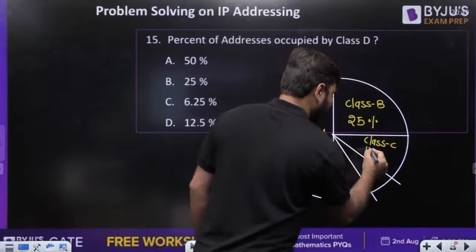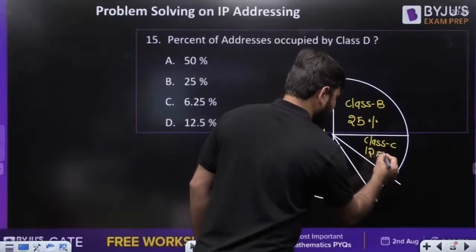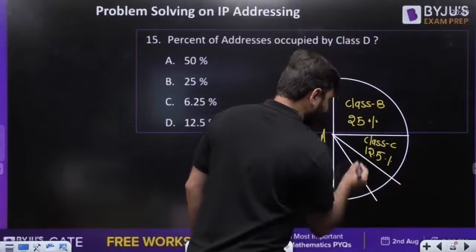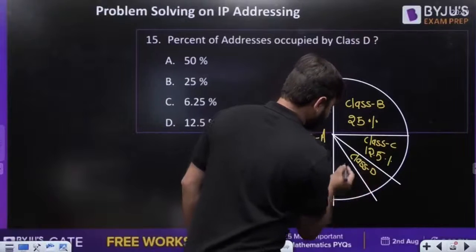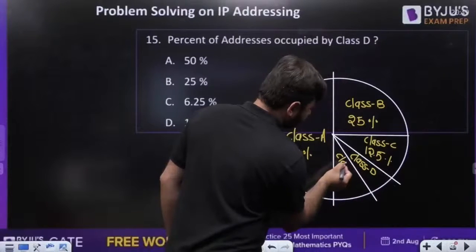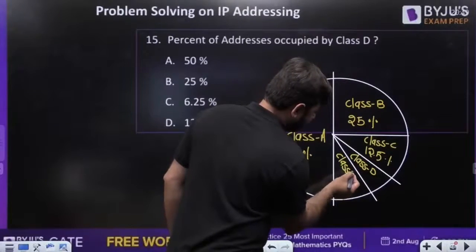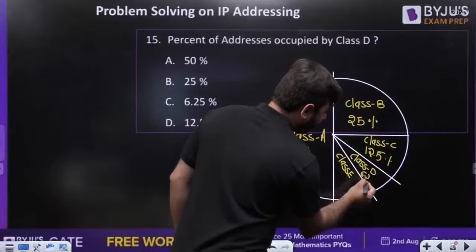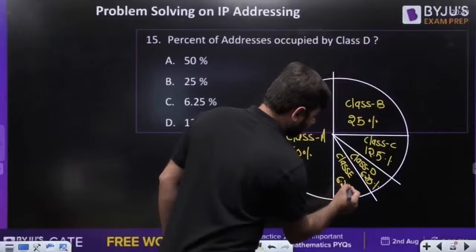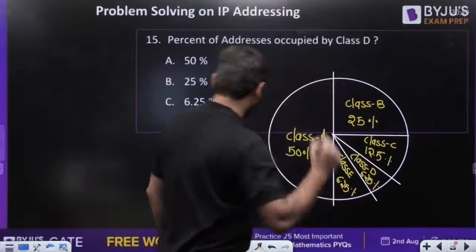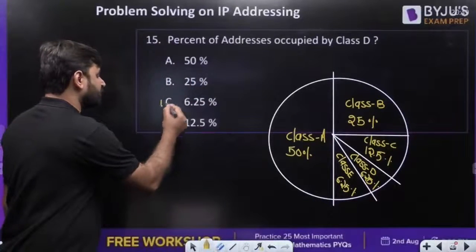We can say this is 12.5%. Already we explained this concept. And this is for class D. This is for class E. So it means 6.25%. Here also 6.25%. Okay. So the correct answer for this question will be C.